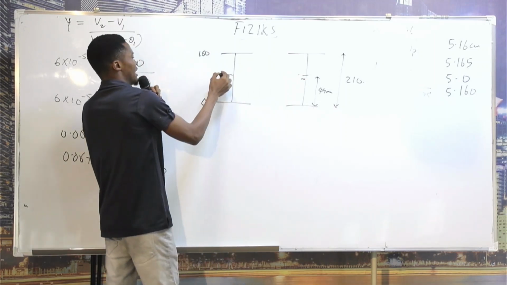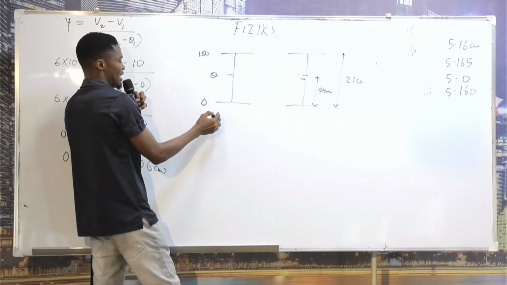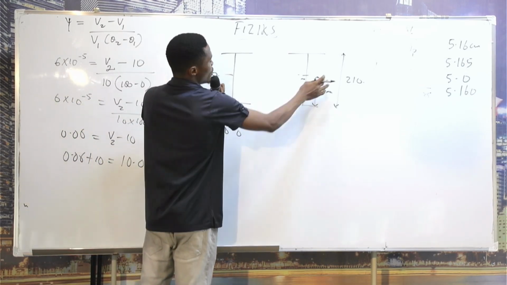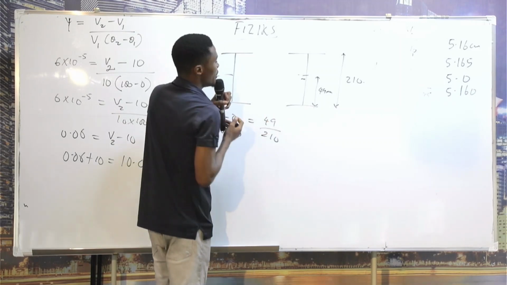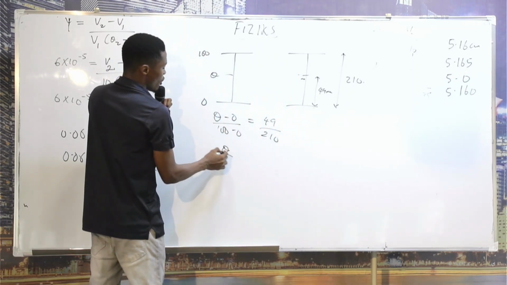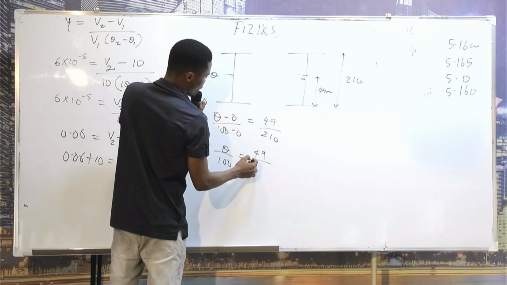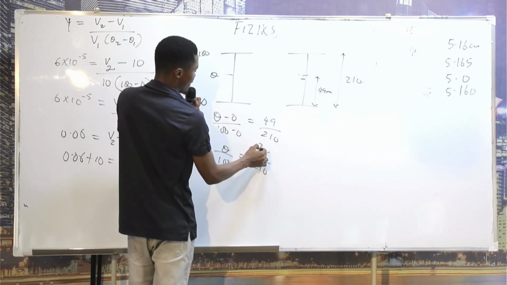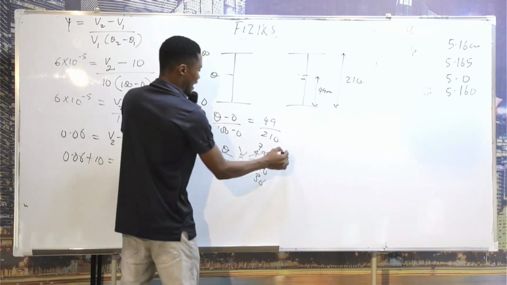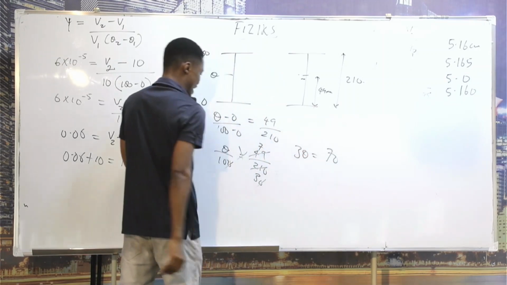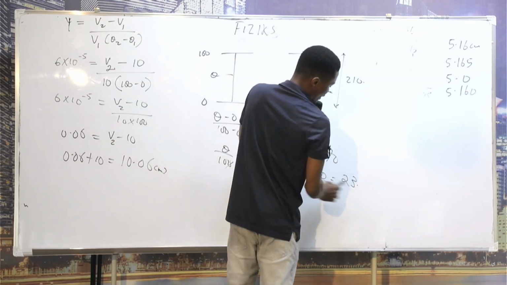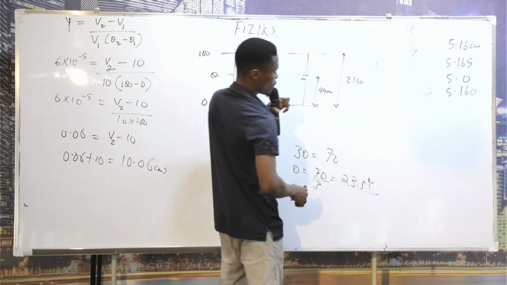They are asking us to find the temperature, theta. So I will say theta minus 0 over 100 minus 0 equal to 49 over 210, because they gave me the distance instead. So theta over 100 is 49 over 210. 7 here is 7, 7 here is 30, cancel one of the zeros. Cross multiply: 3 theta is equal to 70. So theta is 70 over 3, which is 23.3 degrees Celsius.